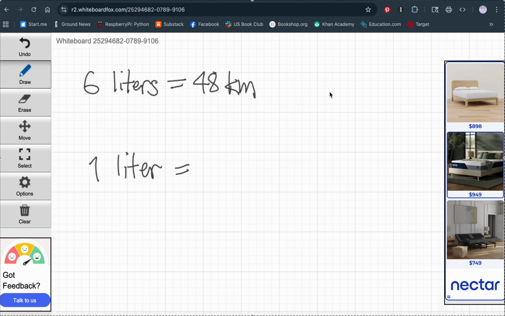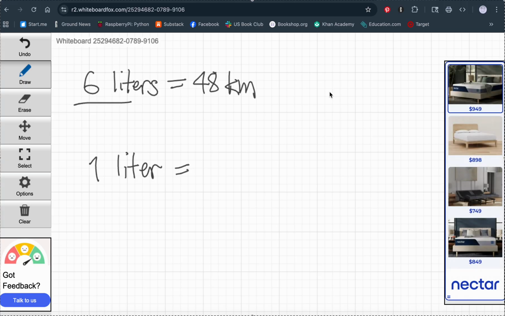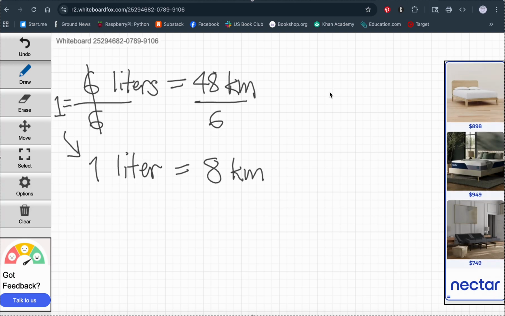And what would we need to do in order to do that? Well, we would need to divide this by 6, because 6 divided by 6 is 1, but we have to do that to both sides of the equation. So that would change that to 1, and then for every liter, we need to take 48 kilometers and divide that by 6, and that's going to be 8 kilometers for every liter.